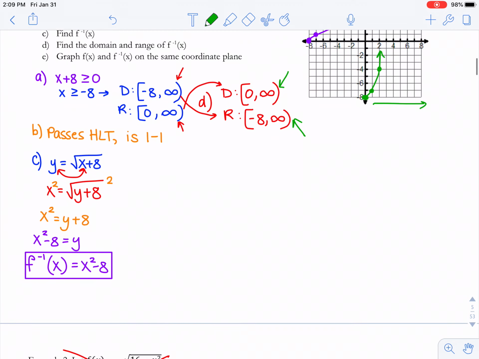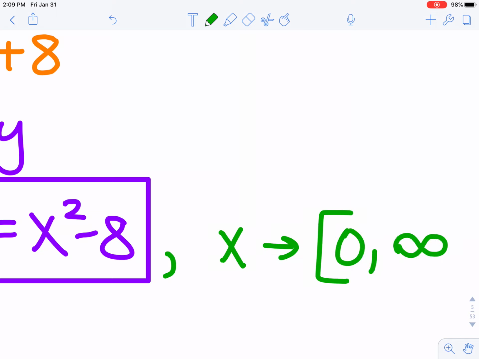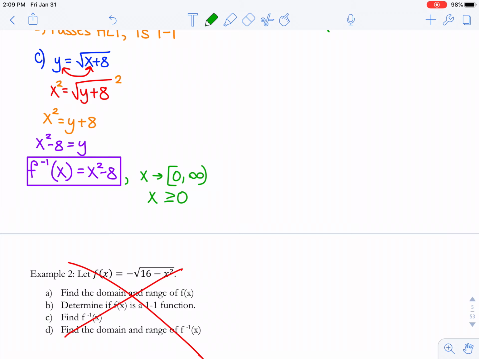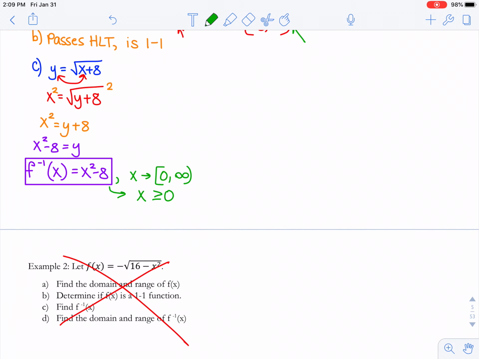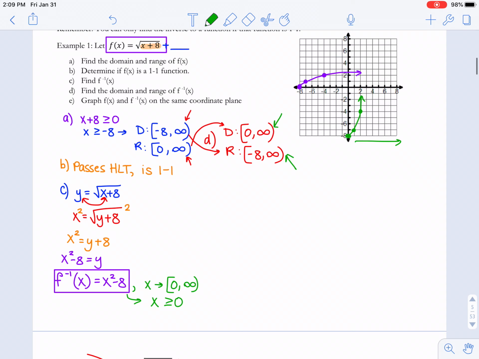So technically, I also want to say that x, you can just write the domain actually. You could say comma, x is going to be from 0 to infinity. Or you could write x is greater than or equal to 0. So you'll see some math teachers write out the restriction next to the function to say, hey, it is that function, but it's been restricted in some way. All right, so that's my final answer.